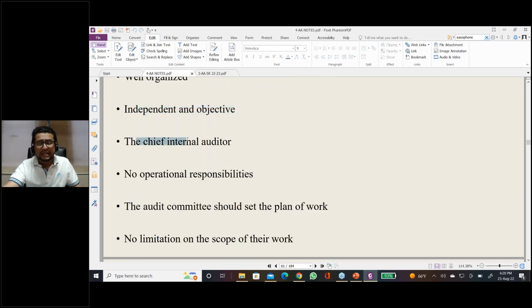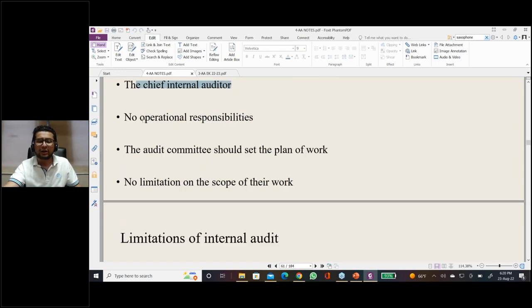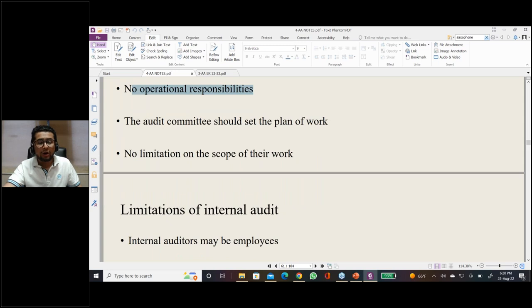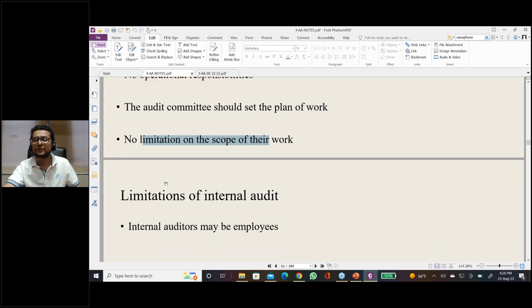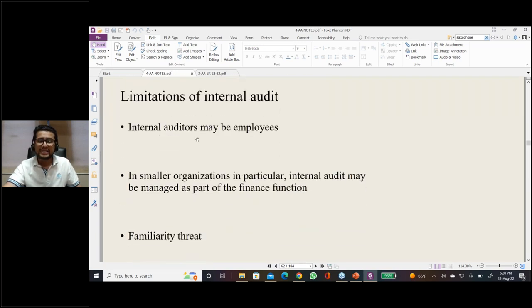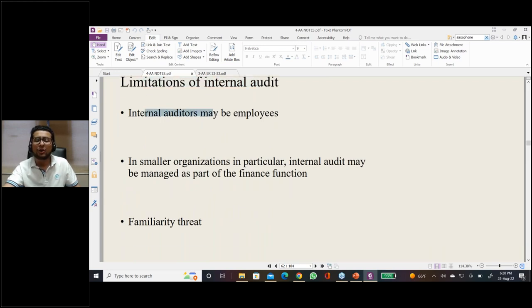There has to be a leader of the internal audit department called the chief internal auditor. Internal auditors should never be involved in executive roles, with no operational responsibilities. The audit committee should set the plan for the internal audit department, not the management. There should not be any limitation on the work of the internal auditors. Yes, there could be limitations on the work of the internal audit, such as the internal auditors being employees of the company, which is a limitation in itself, because their independence would be compromised.